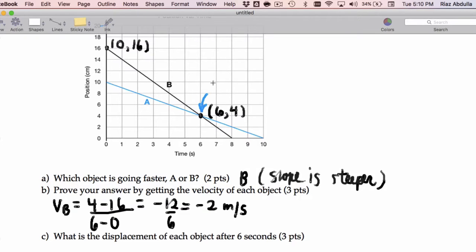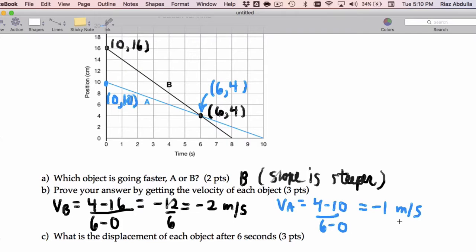So for object A, again, also at the point 6, 4, but it's starting from 0, 10. So the velocity of object A is going to be, again, 4 minus 10 over 6 minus 0, and that's giving us negative 1 meters per second.